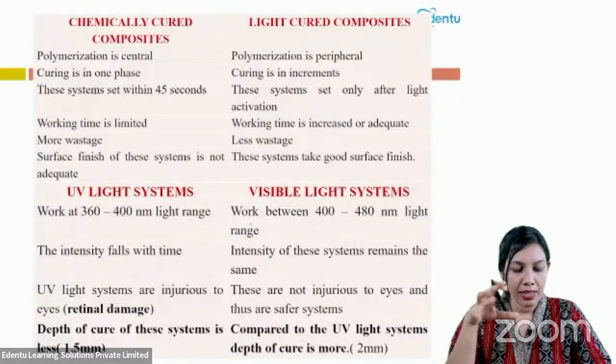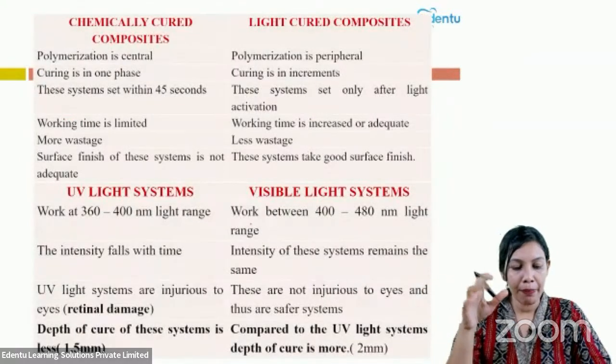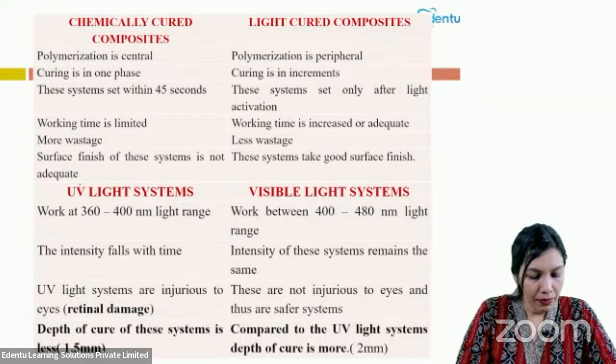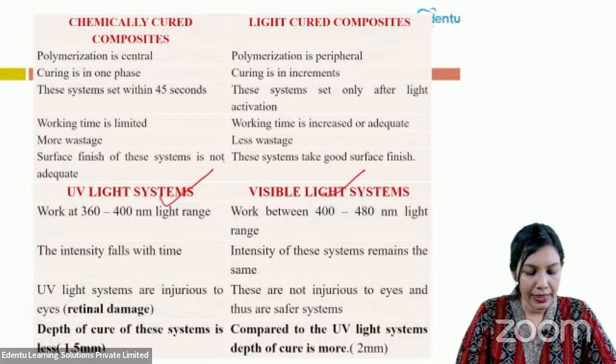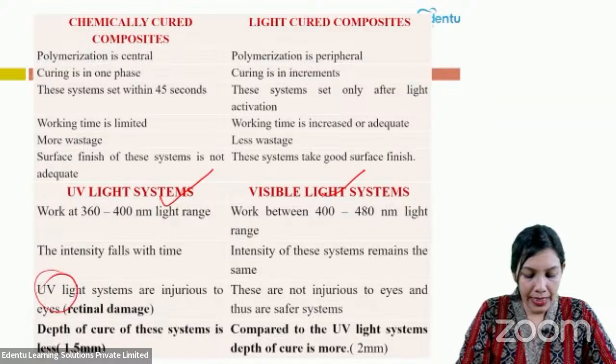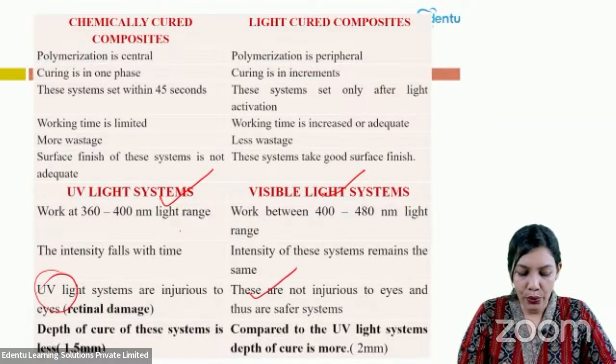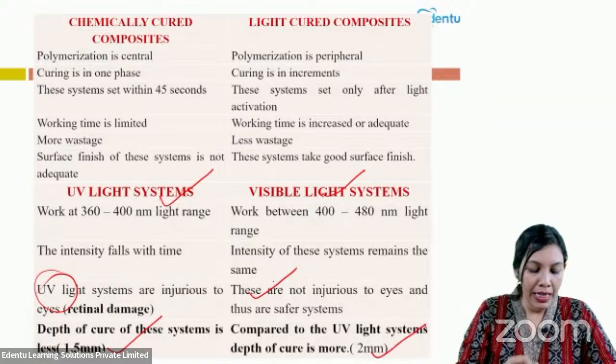These are the differences you have to keep in mind between UV lights and visible lights. UV light causes retinal damage; visible light is not injurious. Depth of cure is 1.5 mm for UV, and 2 mm for visible light.